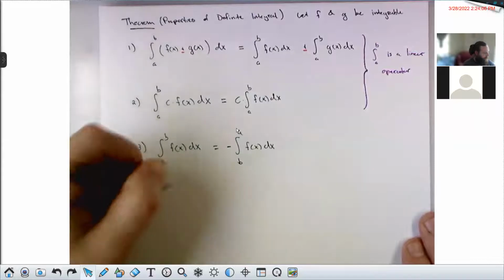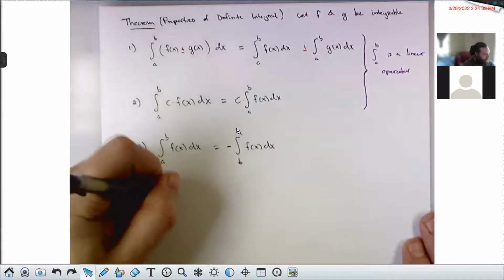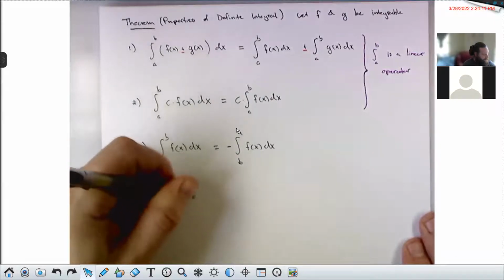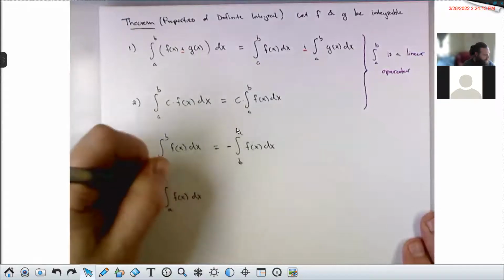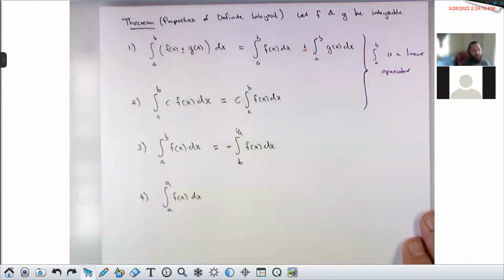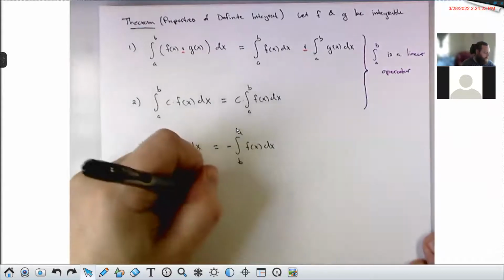Four. If you have a function f and you want to integrate it from a to a, well, then there's no width, right? You can't have any area between some number and that same number. This is always going to be 0.